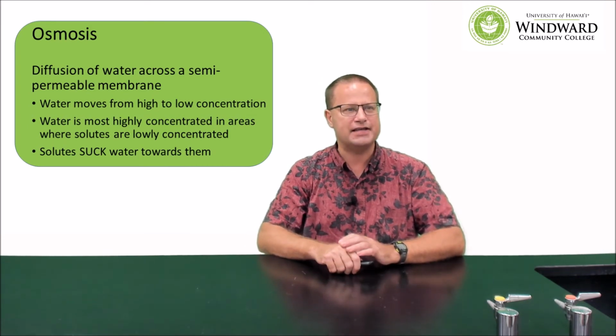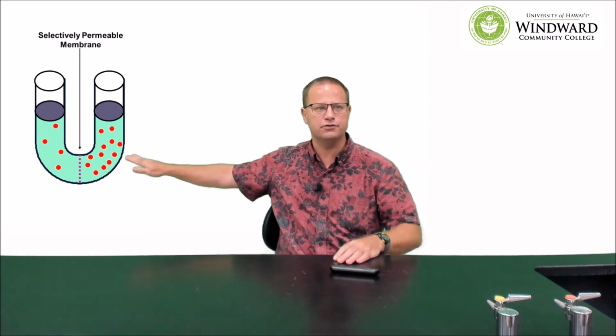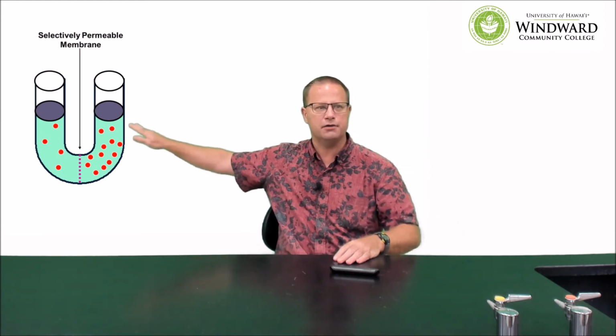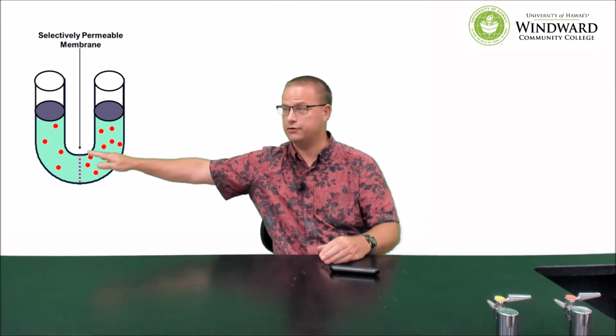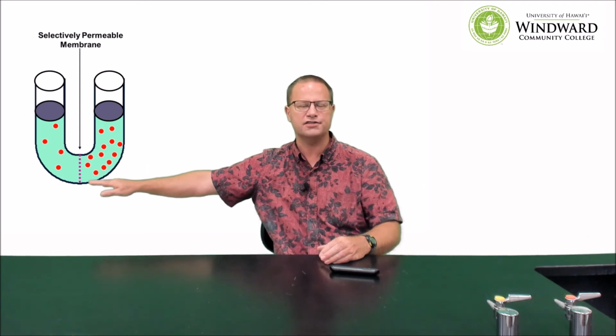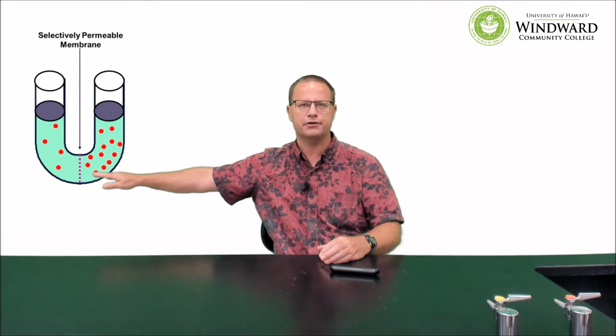So let's take a look at an example. So here we have this U-shaped tube that's filled with water, that's our solution, and then we have sugar molecules on both the left and right-hand side of the tube. We have more sugar on the right-hand side of the tube than we do on the left-hand side of the tube. And that tube is divided by a semi-permeable membrane, which I will tell you now will allow our water to cross, but it won't allow our sugar molecules to cross.